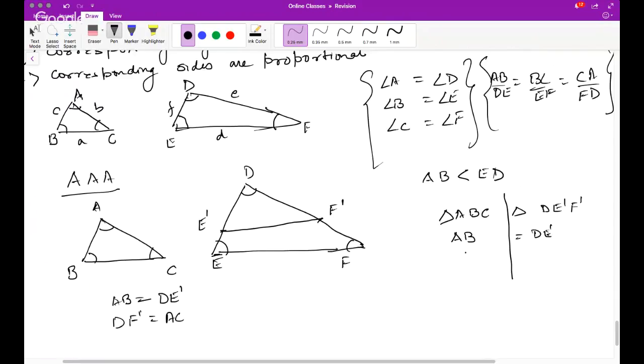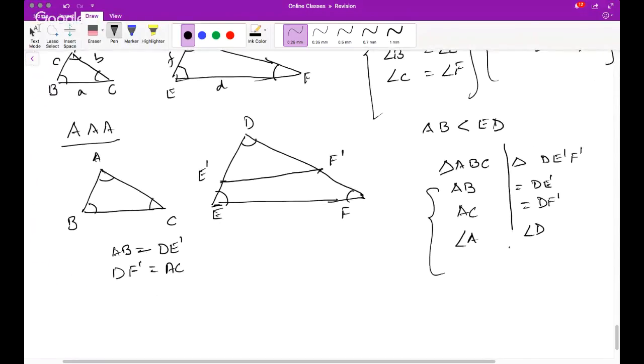They are equal. Then we said AC is also equal to DF', and it was given that angle A is equal to angle D. Now in our 9th grade previous year, we had studied that this is nothing but the SAS congruence criteria. So by SAS, I can say that triangle ABC is congruent to triangle DE'F'.